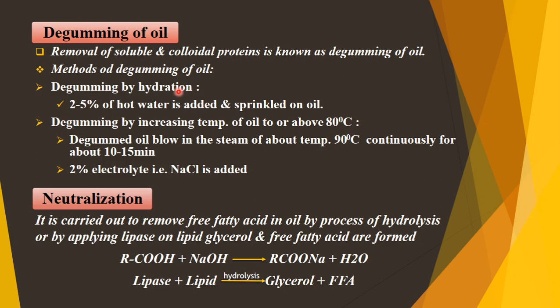Okay, so it can also be done in two ways. First, as I told, 2 to 5% of hot water, or steam at about 90 degrees Celsius with the addition of an electrolyte, that is sodium chloride. This is the general procedure of degumming of oil. Degumming of oil can also be done with special reagents like salt solution, glycol, acetic acid, formic acid, glycerol, which help to remove the lecithin, and 1% of acetic anhydride is used before the degumming process.